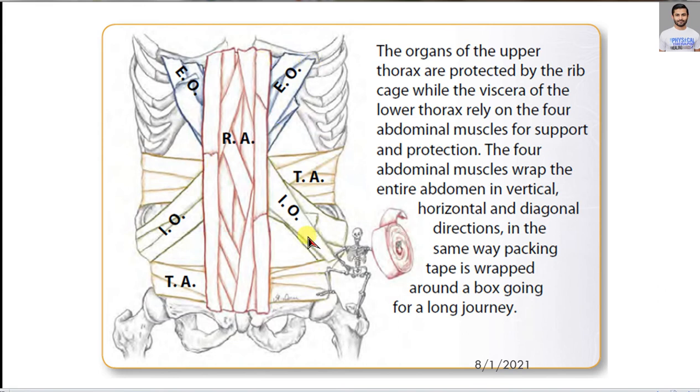So here you can see, the organs of the thorax are protected by the rib cage, while the viscera of the lower thorax rely on four abdominal muscles for support and protection. The four abdominal muscles wrap the entire abdomen in the vertical direction, then the horizontal directions, then the diagonal directions, in the same way packing tape is wrapped around a bag going for a long journey.